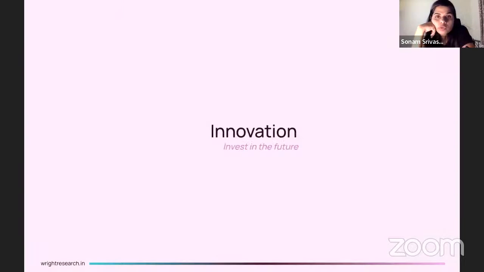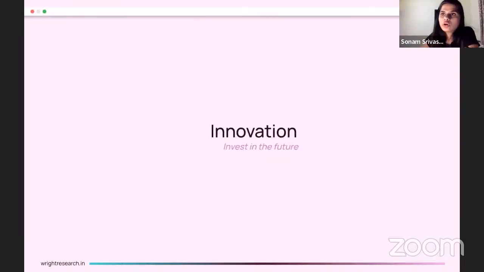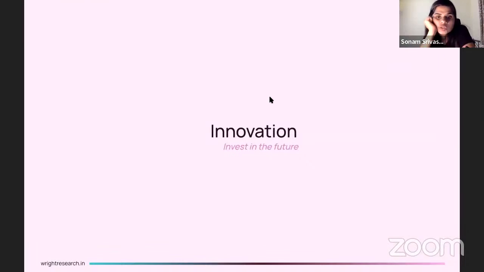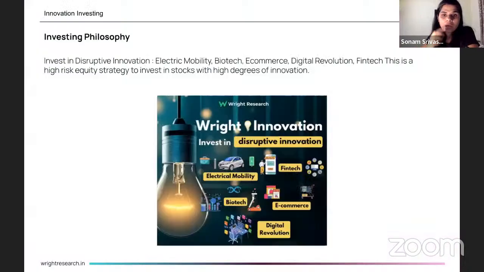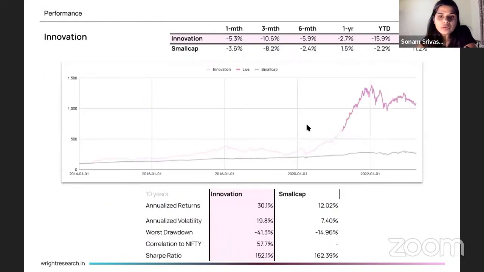Now, along with this, we have a few more interesting products that I'll quickly go through, and then we'll move on to the Q&A, I think. So we have an innovation portfolio on Dhan, where we allocate to stocks that are highly innovative, right? These are stocks in the EV sector, fintech sector, biotech sector, e-commerce, digital revolution. Obviously, you have a limited number of such stocks in India. In the US market, you will see many more stocks in these emerging sectors. But in India, there are limited stocks. But we have seen very good growth pick up in these stocks also, and you can see the performance.